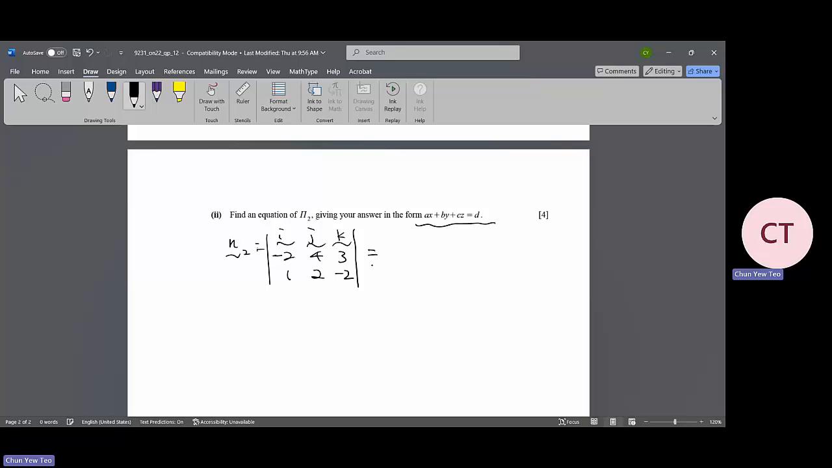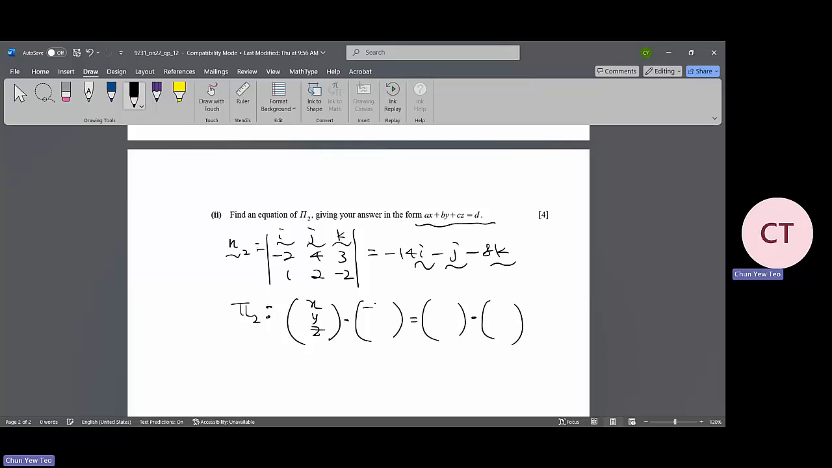So we do the cross product. Over here, you will get negative 8 minus 6, negative 14i. Then the j will be 4 minus 3, which is 1, negative j. Then the k will be negative 4 minus 4, negative 8k. So this will be the normal vector. For pi 2, the Cartesian equation, we put brackets here, this will be x, y, z, dotted with the normal vector. We can factorize all the negative out.